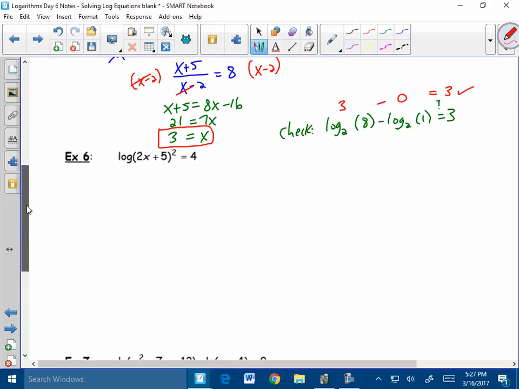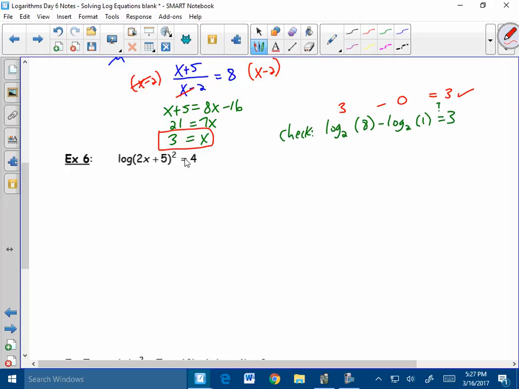Okay, moving on to number 6. The log of 2x plus 5 squared is equal to 4. So when I see this right off the bat, I'm like, oh, there's just one log here on this side. So I don't really have to do anything. I can just go ahead and get rid of it, right? It would have base 10, so I could exponentiate on both sides with a 10 and get 2x plus 5 squared. 10 to the 4th power is going to have 4 zeros there, so 10,000. So I've gotten rid of the log part.